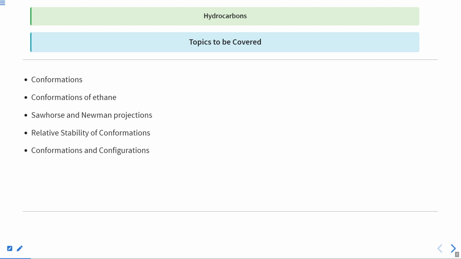Then we will try to represent the conformation with two types of projections, namely Sawhorse and Newman. With the help of these projections, we will try to see the relative stability of the conformations. At last, we will differentiate between conformation and configuration. So two thoughts are there: one is conformation, second is configuration. So let us start our lecture.